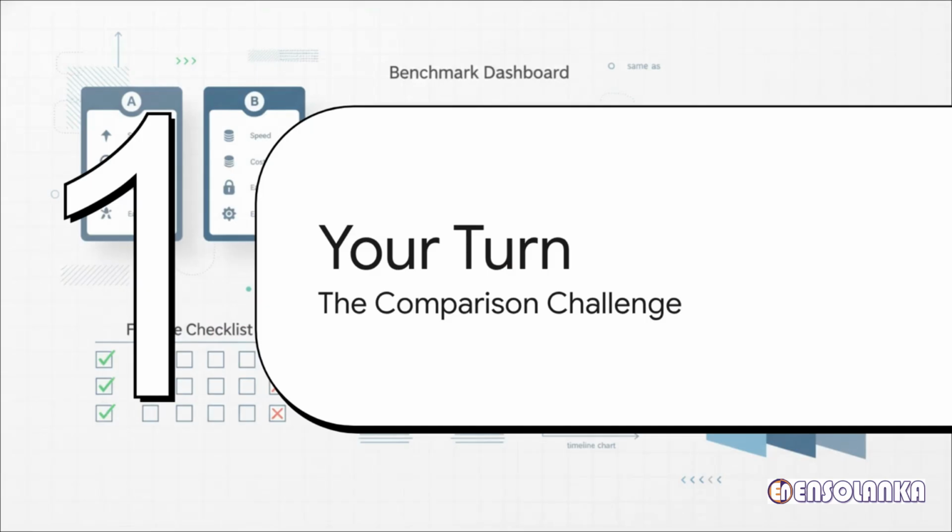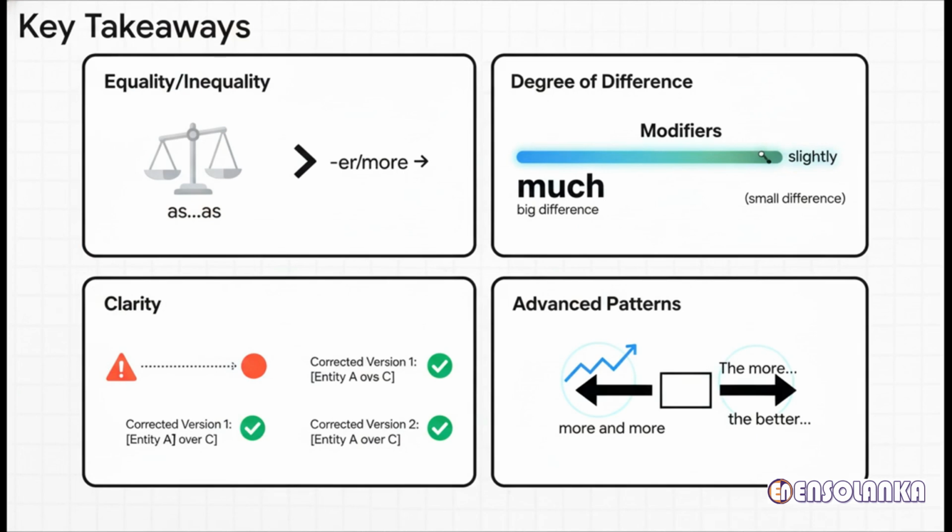Okay, whew, we've covered a ton, from the simple stuff all the way to some really advanced patterns. The way to think about this is like a toolkit. Our goal was to give you the right tool for any comparison you need to make, so your arguments are always sharp, professional, and persuasive. So let's do a super fast recap. Use as when things are equal. Use modifiers like much or slightly to show just how big or small the difference is. Always finish your comparisons so there's no confusion. And start using those pro-level patterns like the more the better to really drive your point home.